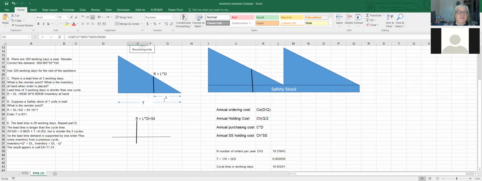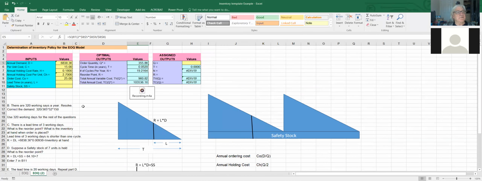So the lead time is 3 days, but that is not good. It has to be in years. Well, a year is covered by 320 working days. So the lead time is 3 out of 320. So I'll write here the lead time equal to 3 divided by 320. Okay. And this tells me that the lead time is 0.009 of a year. It's 0.9% of a year.